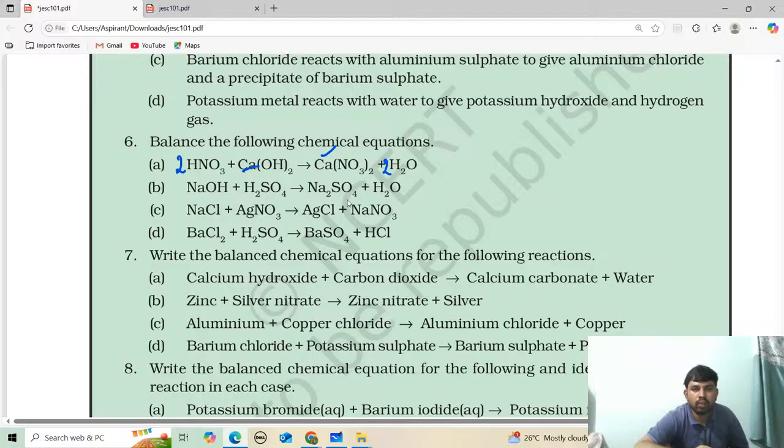Okay, so how many oxygens are there here? Two, three, six are there, plus two here, six plus two, eight are there. This side two, three, six are there, plus two, it's balanced. Now come to the calcium and hydrogens, how many are there? Balanced. NaOH plus H2SO4: two Na are there, two Na is balanced. One sulfate, one sulfate, one OH, one OH, balanced.